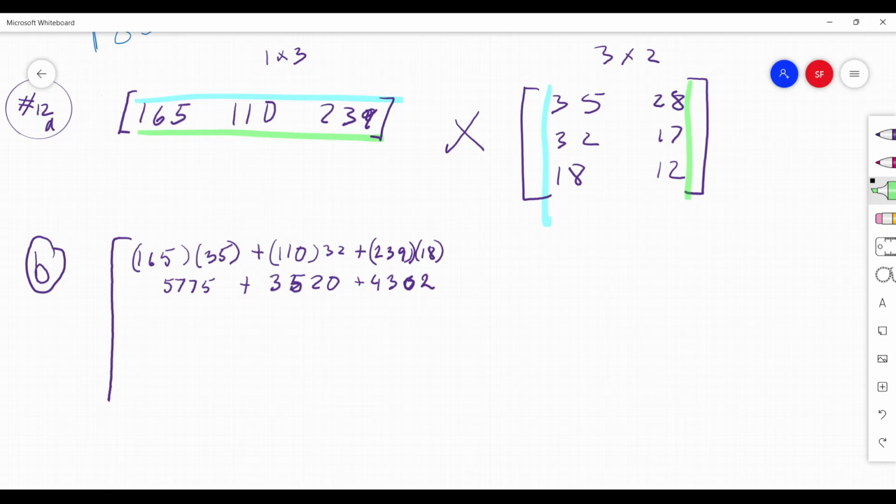No. I don't mind that for it. 165 times 28. Why don't you use the same? What? Oh, same order of colors? Because I'm never going to remember that.